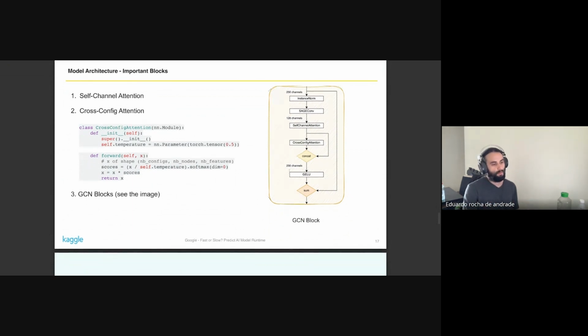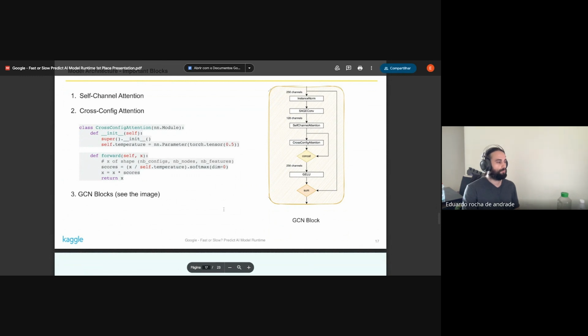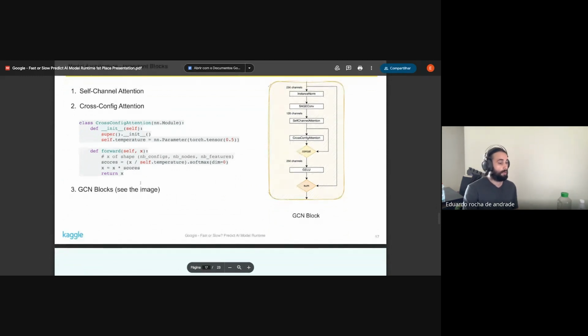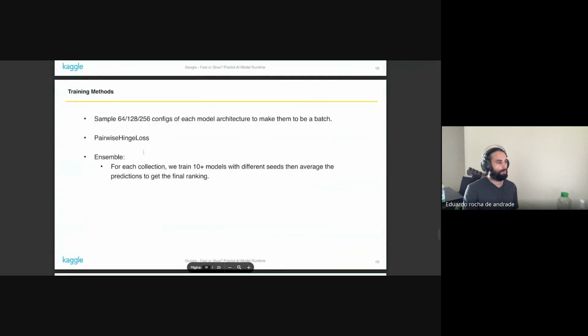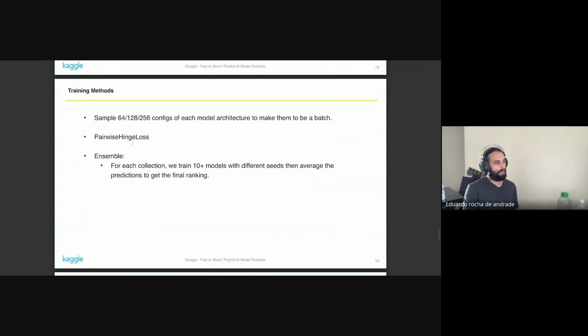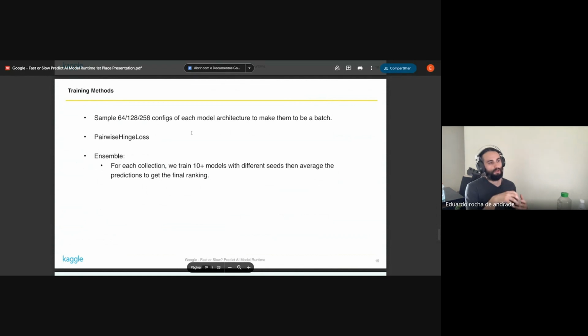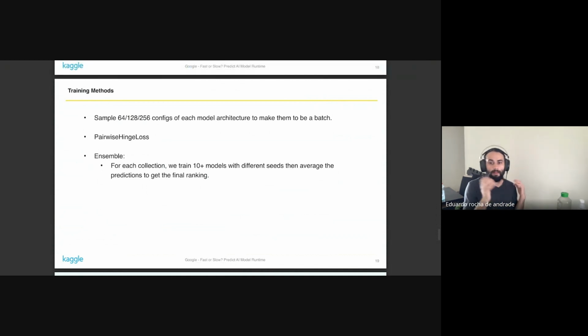And then finally, we have the nonlinear activation function, and then we have the residual connection. This is our block pretty much. And then for training, from layouts, we sample some configs from each graph and create a batch only with those configs. So we don't mix different graphs in a single batch, basically.